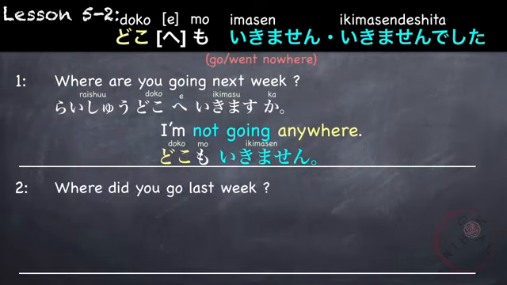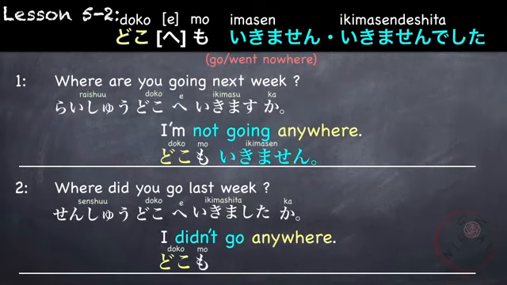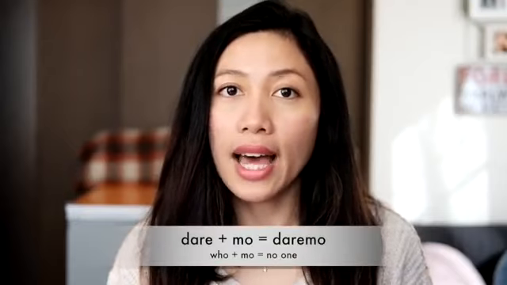Another example is using the past tense. Where did you go last week? Senshu doko e ikimashita ka? I didn't go anywhere. Using the same pattern, not anywhere or nowhere is doko mo. Didn't go is ikimasen deshita. Doko mo ikimasen deshita, or watashi wa doko mo ikimasen deshita. You can also use this with other interrogative words such as nani, for example, nani mo. And also you can attach mo to who, or dare. Dare mo means no one.